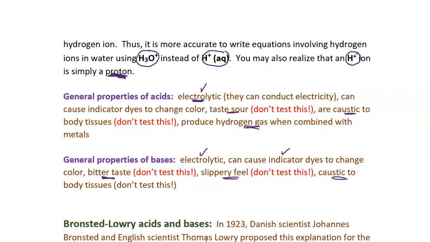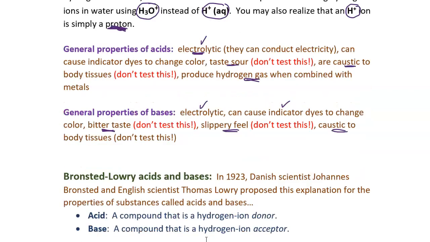So what we've just discussed is acids and bases according to a scientist named Arrhenius, who said acids are substances that release hydrogen ions when they're dissolved in water. Bases are substances that release hydroxide ions when they're dissolved in water. Well, other scientists investigated acids and bases as well and came up with a different definition of when something is called an acid or a base.